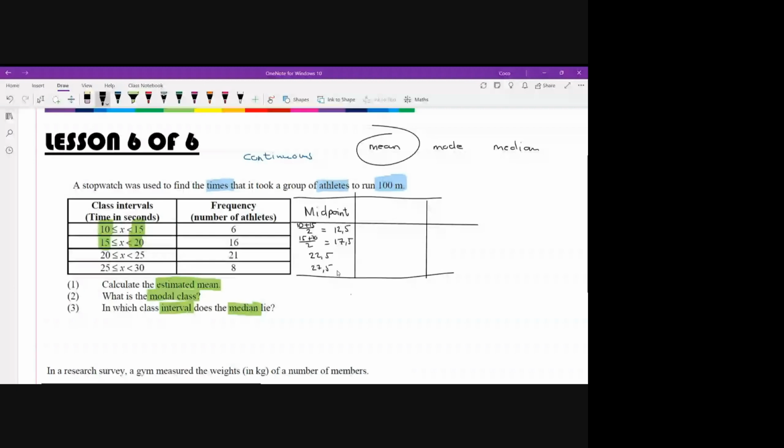Now, when we want to calculate for the mean, where we would usually take the interval times the frequency and find the answer there, we're going to take the frequency times the midpoint of our interval.